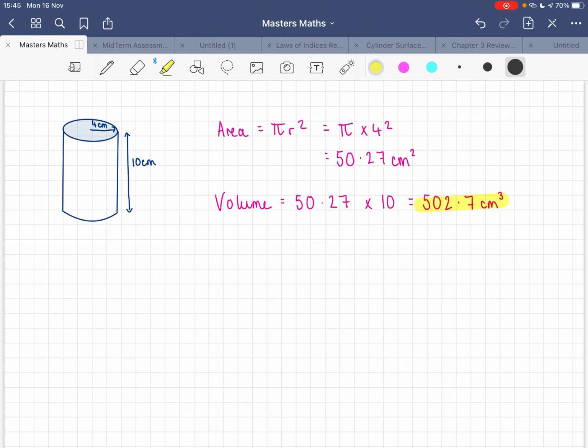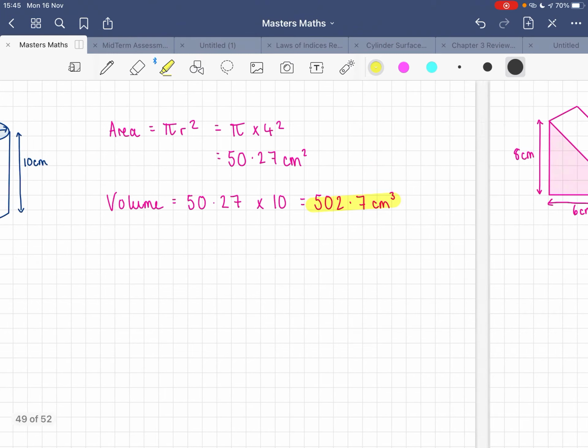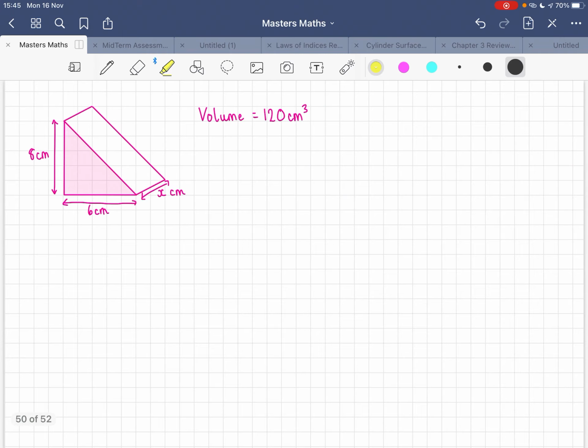Okay, so again, not strictly a prism, but the formula still works, even though it doesn't have straight edges and we can't classify it as a prism. We can still calculate the volume of it in the same way. The formula still works. Okay, now we're getting into the more difficult problem solving questions. So here we have a triangular prism. The triangle has base of 6 and height of 8, and we need to find the length.